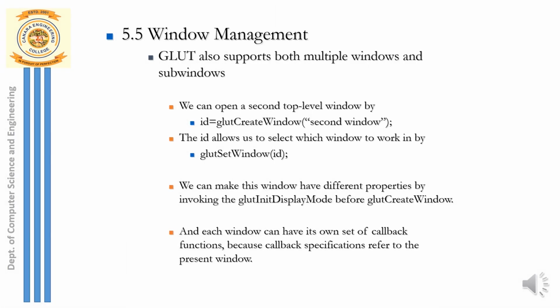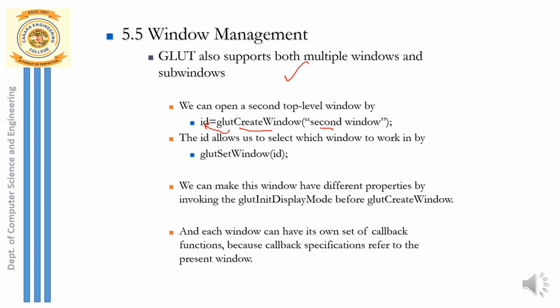Next we have additional window management functions. Suppose I want multiple display windows to be displayed on the screen, not just one. In that case, I can again go for glut create window. The second time I'm calling glut create window in the main, but this time give a proper title like second window. Remember, whenever I call glut create window, there is one unique identification number, an integer value, that is returned. That integer value I'm going to store in a variable called id.